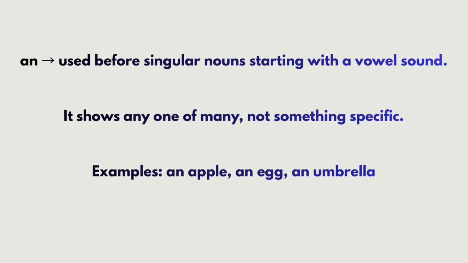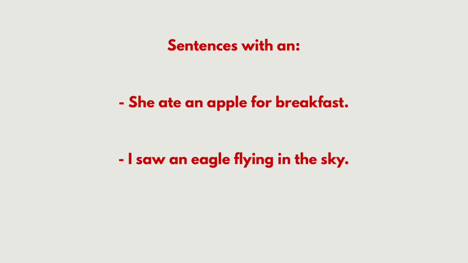Next we will talk about an. We use an before singular nouns starting with a vowel sound. It shows any one of many, not something specific. For example, an apple, an egg, an umbrella. So we can use it better in sentences. She ate an apple for breakfast. I saw an eagle flying in the sky.